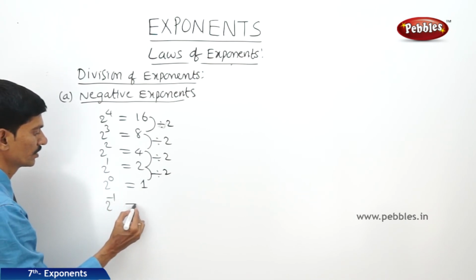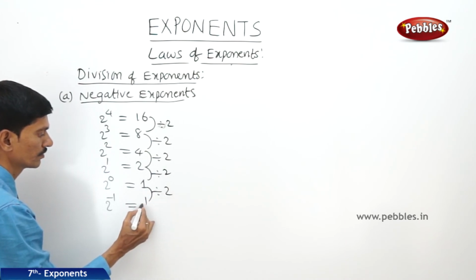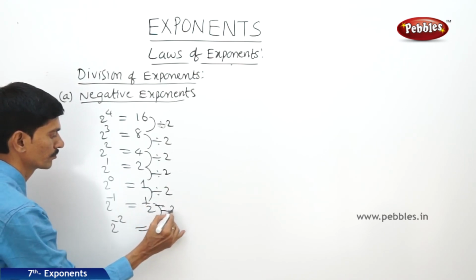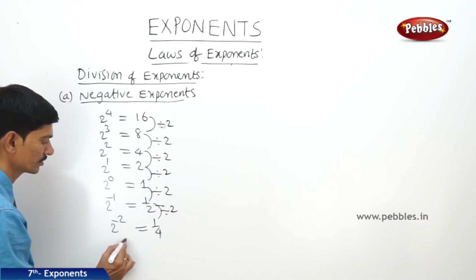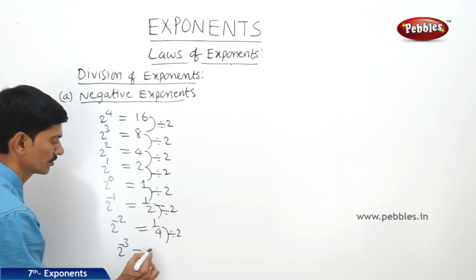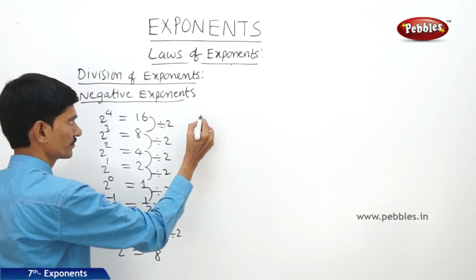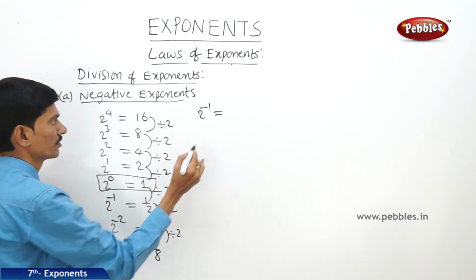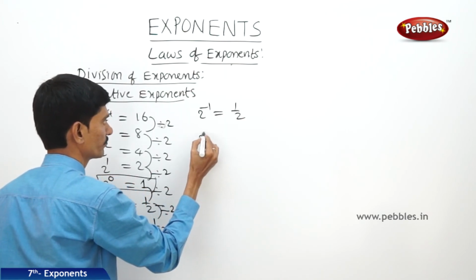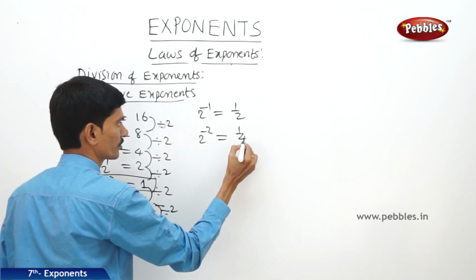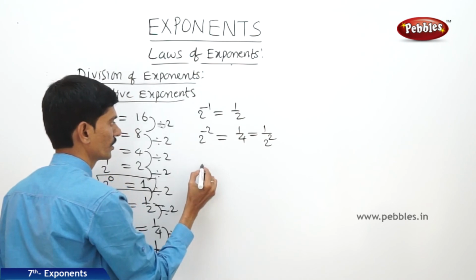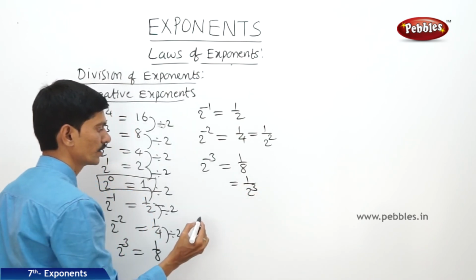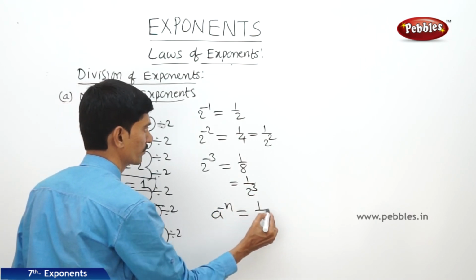Then 2 to the power of minus 1 equals, again if 1 is divided by 2, then we get 1 by 2. Then 2 to the power of minus 2 equals 1 by 2 divided by 2, then we get 1 by 4. Again 2 to the power of minus 3 equals, if 1 by 4 is divided by 2, we get 1 by 8. So 2 to the power of minus 1 can be written as 1 by 2, 2 to the power of 0 is 1, 2 to the power of minus 2 equals 1 by 4, that is same as 1 by 2 to the power of 2, and 2 to the power of minus 3 equals 1 by 8, that is same as 1 by 2 to the power of 3. So in general we can write a to the power of minus n equals 1 by a to the power of n.